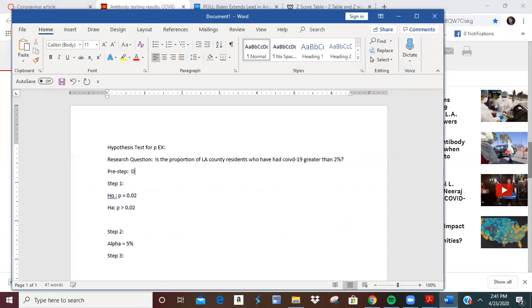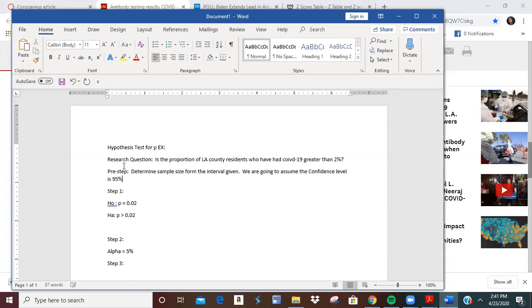We are going to determine sample size from the interval given. We're going to have to decide what the confidence level is here, so we are going to assume the confidence level is 95%.